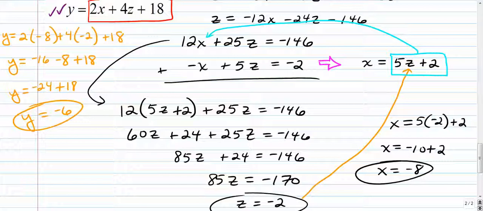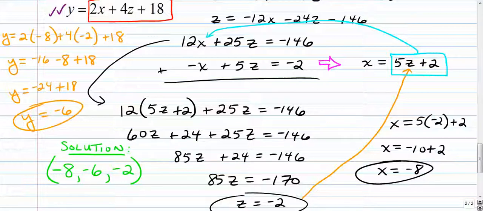So we've got a final answer here. Negative 8, comma, negative 6, comma, negative 2, for x, comma, y, comma, z. I think that's one of the trickier ones, but hopefully that helped.